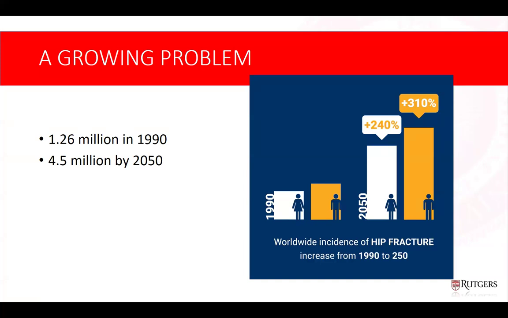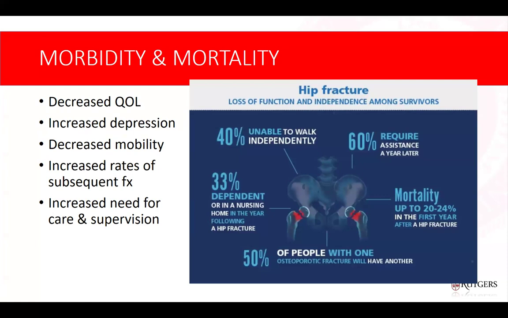It's estimated that there were 1.26 million hip fractures in 1990, and by 2050 that will increase about 3 times, to about 4.5 million. It carries significant morbidity and mortality, decreased quality of life, increased rates of depression, decreased mobility, increased rates of subsequent fracture, and need for care and supervision. You see on the diagram on the right some of the numbers associated with that. A third of patients end up dependent or in a nursing home in the year after a hip fracture. 50% of people with one osteoporotic fracture have another one. 40% are unable to walk independently, and 60% require assistance at 1 year after injury.